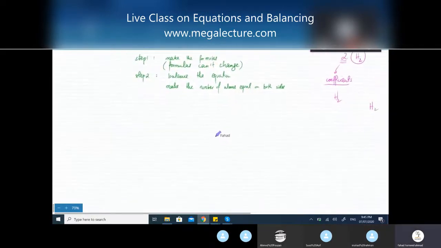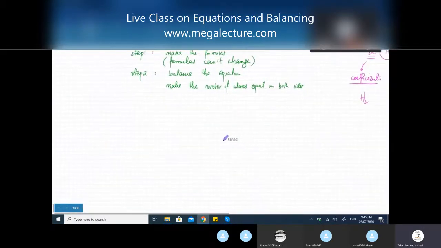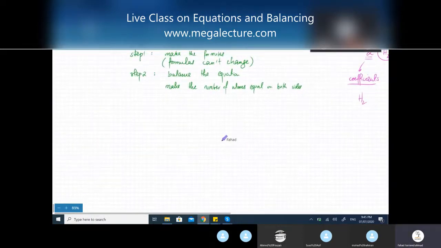So remember these 2 steps. Just keep it simple. First thing is make the formulas, and when you balance the equation, let me add this as well. The only thing you can do is only change the coefficient. Okay, you can't do anything about the formulas.